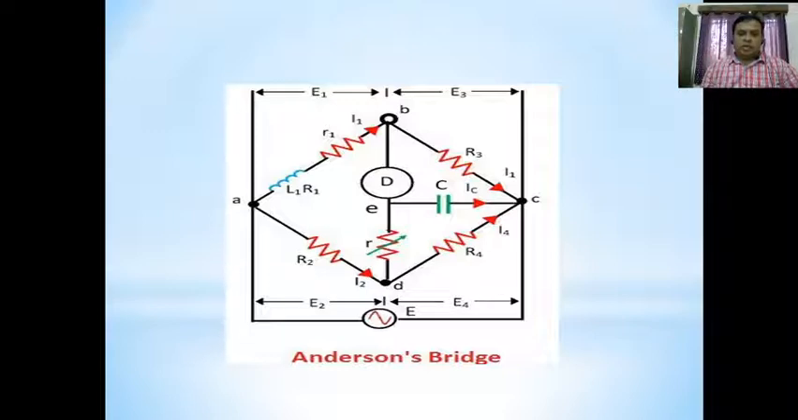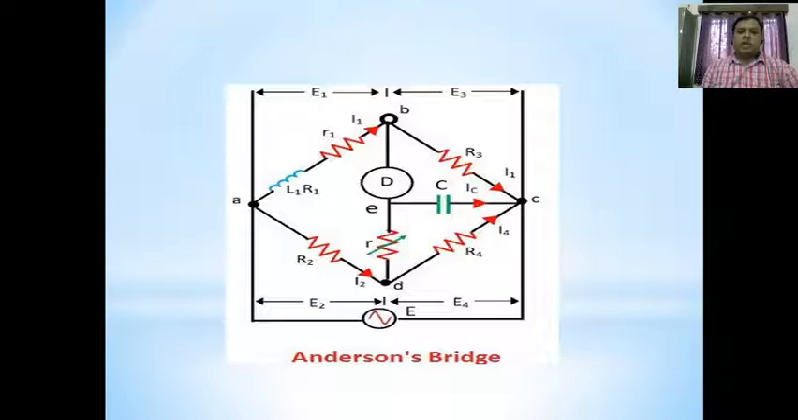Now let us see that E1, E2, E3 and E4 are the voltages that are being used to find out the balance conditions, and by these balance conditions we are able to find out the unknown capacitance and unknown inductance also. So first of all, we have to know what current is flowing through the inductance here and what current is flowing through the capacitance.